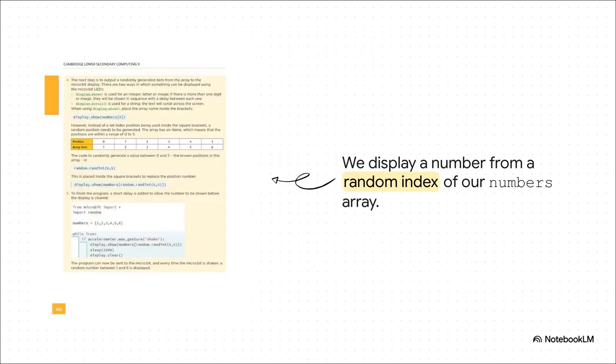And here it is, the grand finale. As soon as a shake is detected, this line of code runs. Now look close. Display.show is going to show something from our numbers array. But which one? Well, instead of putting in a fixed number, we drop our random number generator right inside the square brackets. So, numbers, open bracket, random.randint(0, 5), close bracket, tells the code, first, generate a random number between 0 and 5. Then, use that number as the index to pull a value from our array, and then show it on the screen. It's all connected in one beautiful line.